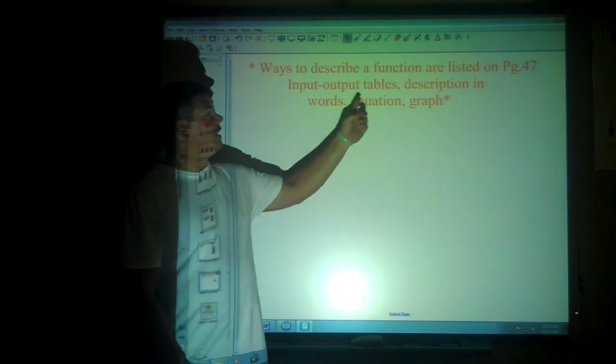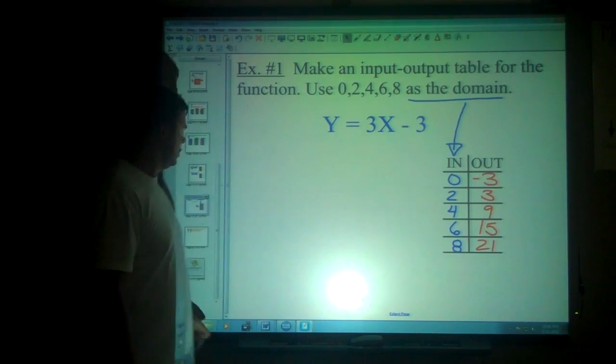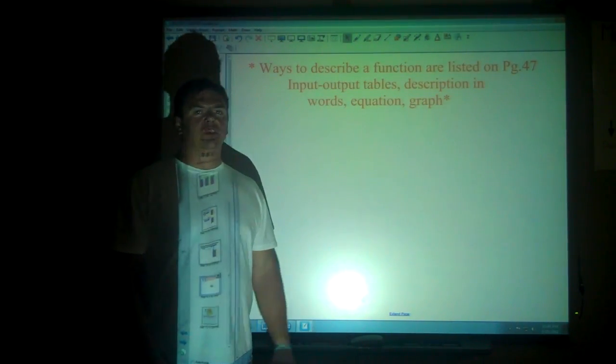But you could also have an equation, which we have right here. This is an equation that represents a function. Remember, a function is a rule. And lastly, you have graphs. We have not talked about graphs yet, but we will.